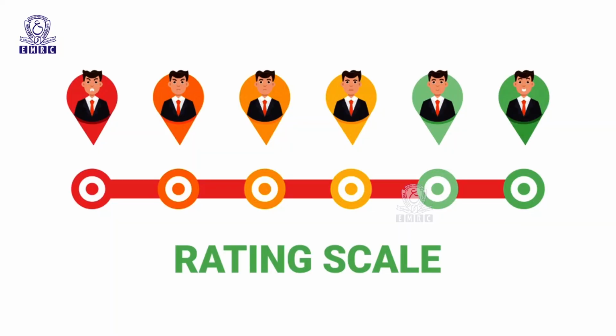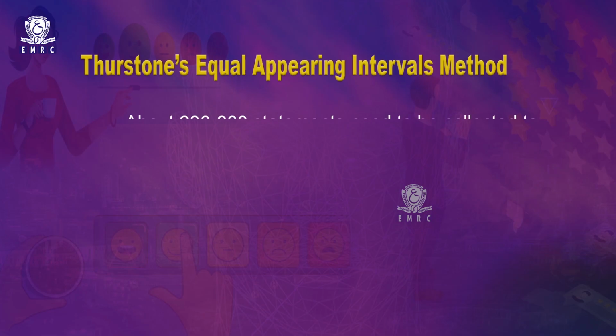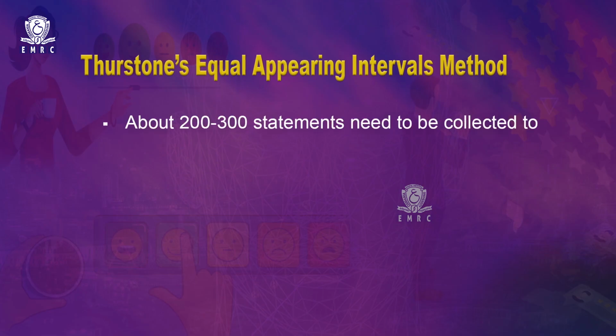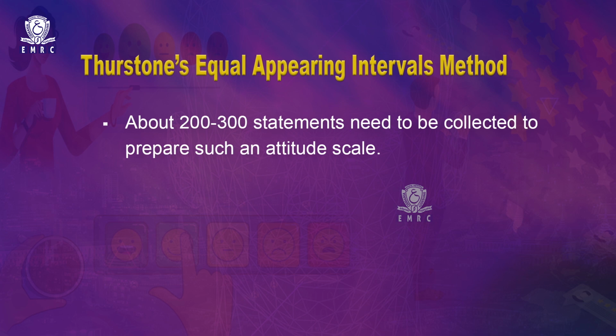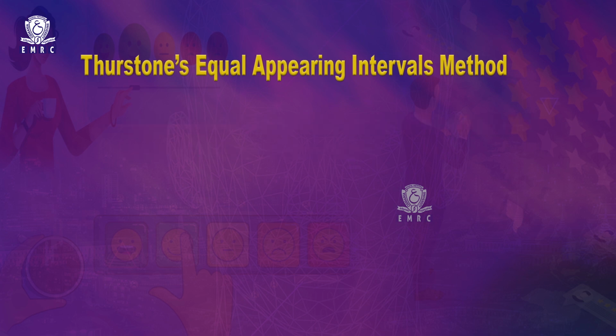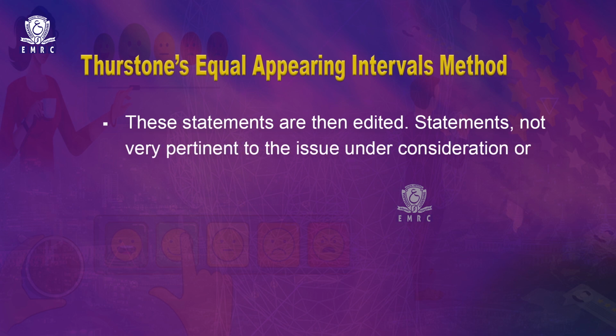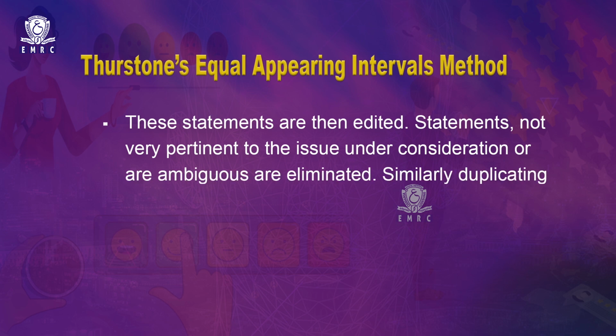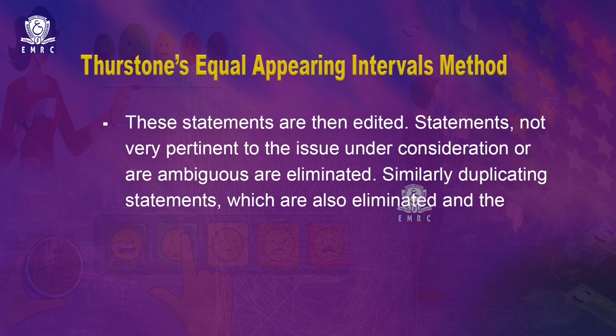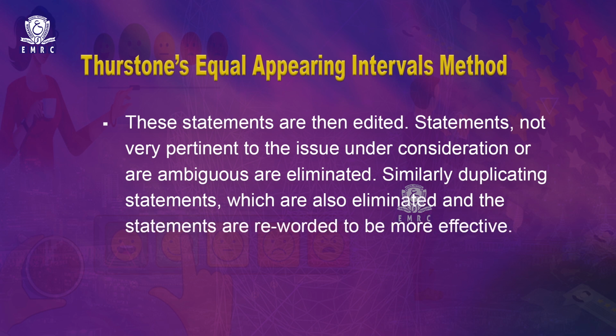So, what are the steps in the construction of such a scale? About 200 to 300 statements need to be collected to prepare this kind of attitude scale. These statements are then edited. Statements not very pertinent to the issue under consideration, or that are ambiguous or vague, are eliminated. Similarly, duplicating statements, that is repetitive statements, are also eliminated, and the statements are reworded so that they are more effective. Thus editing will be done.